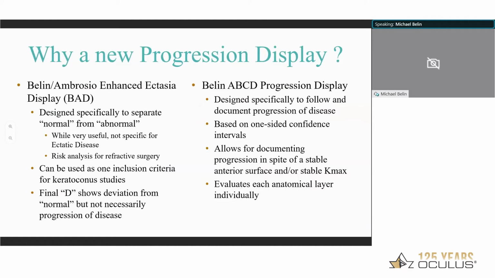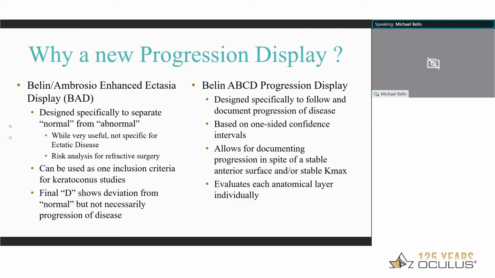The Belin Ambrósio Enhanced Ectasia display, or BAD display, was designed specifically to separate normal from abnormal. While it's very useful, it is not necessarily specific for ectatic disease. It's designed for risk analysis for refractive surgery. Now, it can be used as one inclusion criterion for keratoconus studies, and we are doing that in a current study. The final D shows deviation from normal, but not necessarily progression of disease.